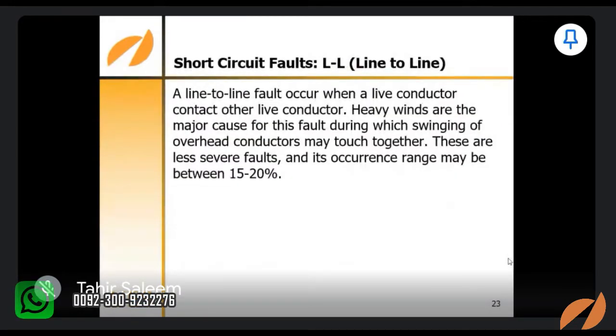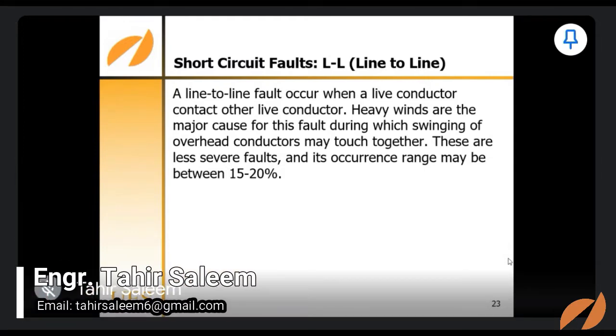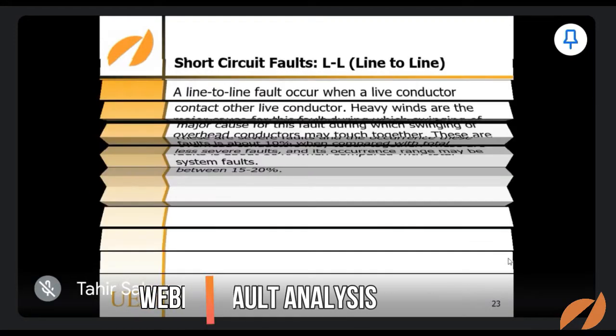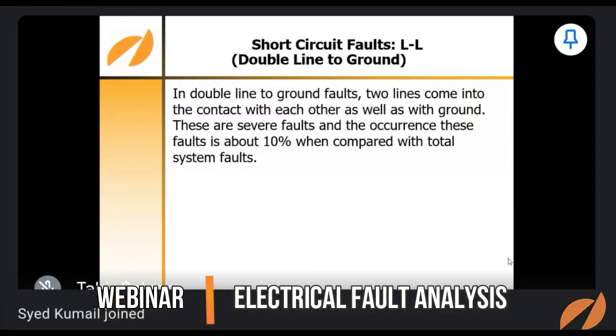A line-to-line fault occurs when a line conductor touches another line conductor. Heavy winds are the major cause of this fault, during which swinging of the overhead conductors may touch together. These are less severe faults and their occurrence range may be between 15 to 20%. Double line to ground, this is the most severe fault. Two lines come into contact with each other as well as with ground. These are severe faults and the occurrence of these faults is about 10% when compared to the total system faults.